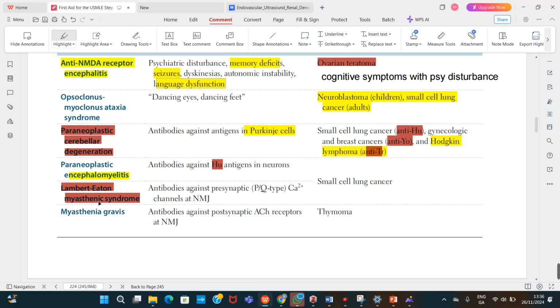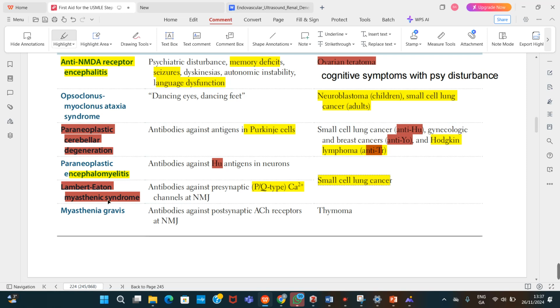The next is Lambert-Eaton myasthenic syndrome. We know this from our neurology. It is due to antibody against the presynaptic P/Q-type calcium channel. You don't want to forget that. And it is related to small cell carcinoma of the lungs. I don't know how somebody will not know this and go for Step 1. It is impossible. Small cell carcinoma of the lungs can have antibodies against P and Q type calcium channels, leading to Lambert-Eaton syndrome. And we know the difference between Lambert-Eaton syndrome and MG, right?